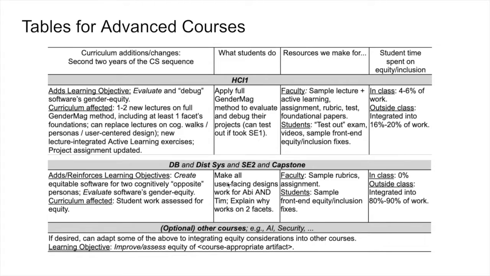Let's take a look at the tables for advanced courses. Here we have an example for HCI 1, human-computer interaction. The curriculum that was affected was one to two new lectures on the full GenderMag method. That means the GenderMag walkthrough was incorporated into this more advanced class. And what the students had to do was apply the full GenderMag method to evaluate and debug their projects.